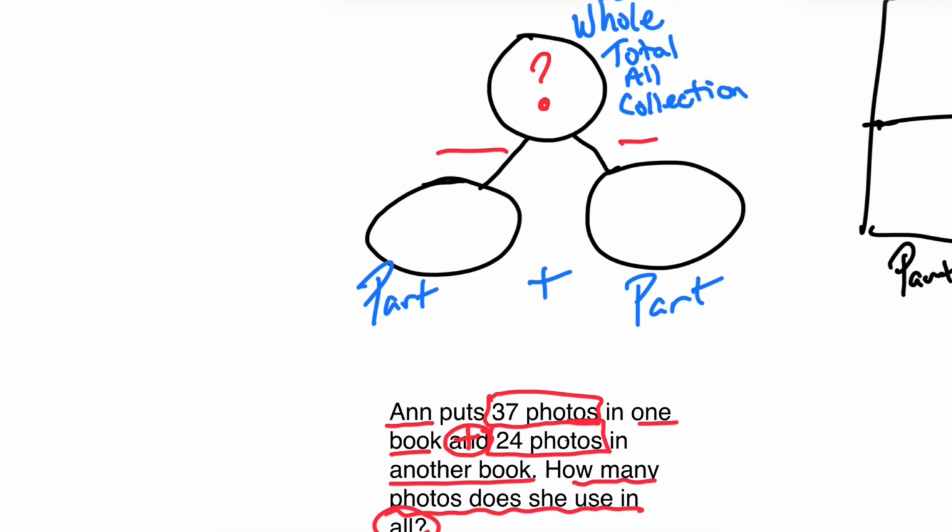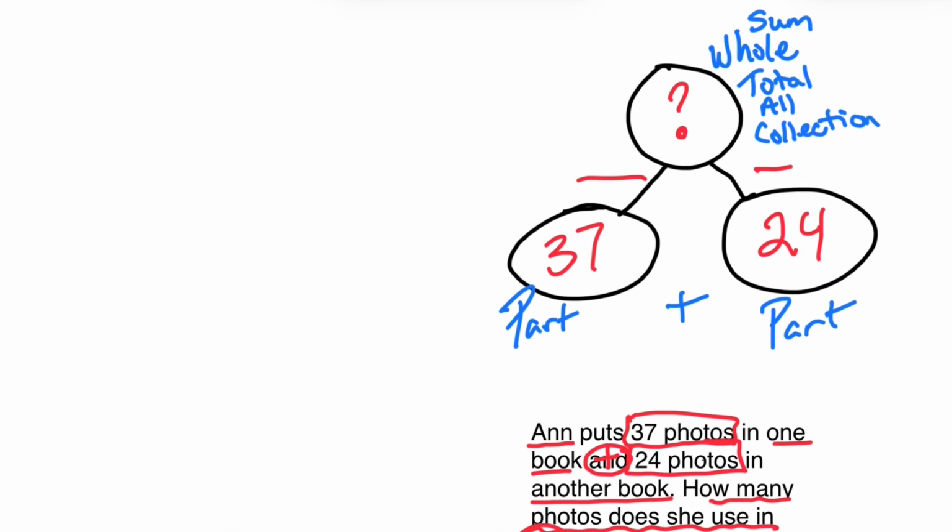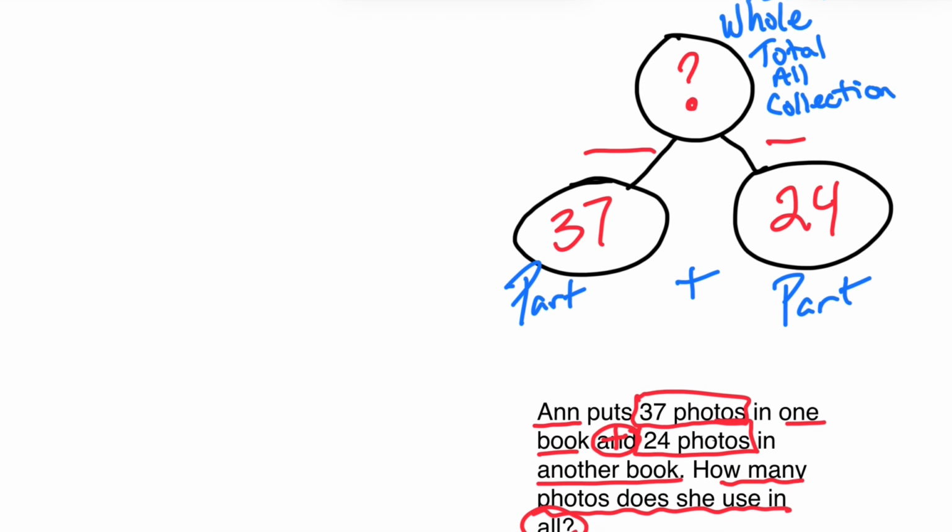And next, one part of our story has 37 photos. The other part of the story has 24 photos. This makes sense to put into our number bond in the part plus part section, because part of the story is in one book and the other number is in another book. So how many does she have in all is a good question for add. Our number sentence is going to be 37 plus 24 equals question mark.